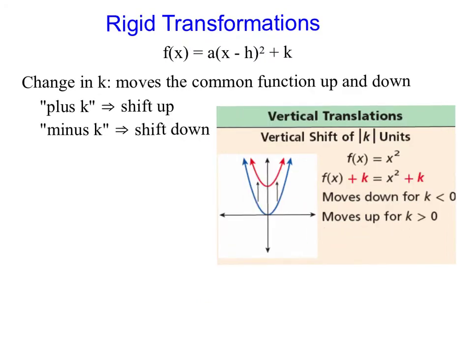Now, let's take a look at what happens if k were to change. If k is positive, plus k, it'll shift up. And if k is negative, like a minus k, then it shifts down. So here's an example where we take the function and I add k to it, whatever that k value is. And when that happens, that function moves up. Make sure you pause the video in order to get all these notes down on your Cornell note sheet.